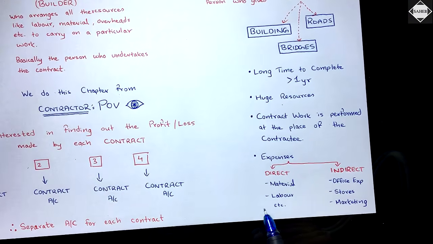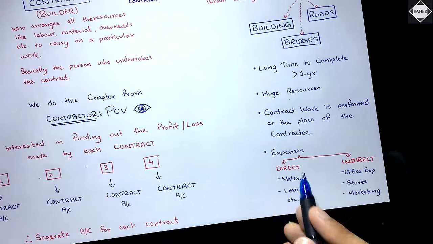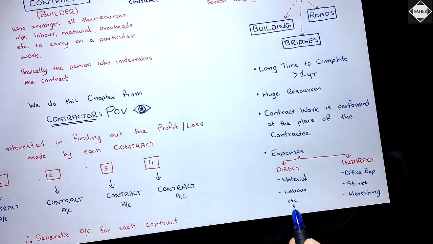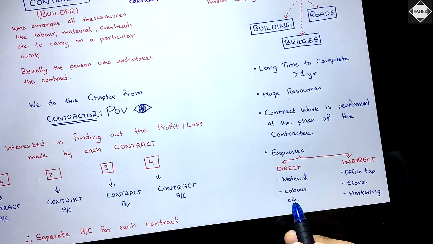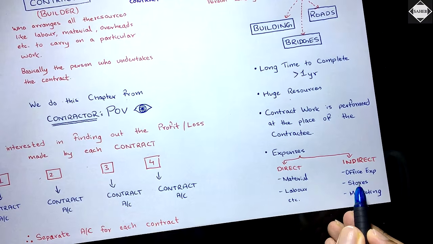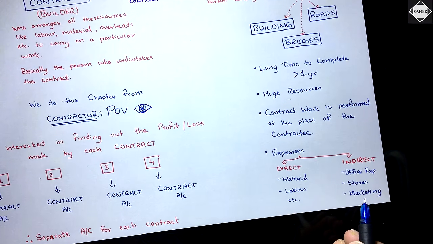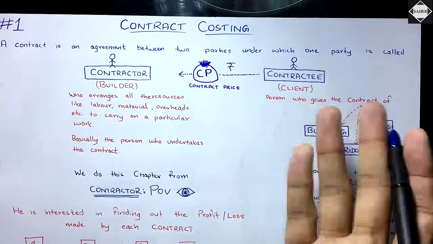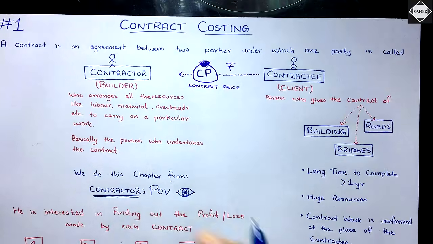The expenses incurred in these types of contracts will mainly be direct expenses, because they will be of material, labor, plant and machinery and all those things. Then there will be a small portion of expenses incurred as indirect expenses, such as office expenses, stores, marketing expenses and all that. So this is regarding the construction contract. As you understand, the contractor is the builder, and the contractee is the customer of the builder.